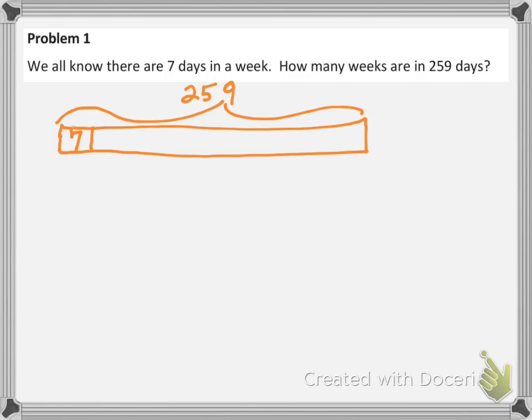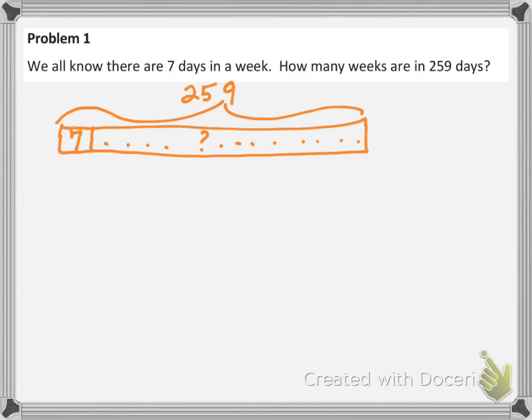But we don't know how many groups of 7 there'll be. So all of this, we have no idea. So how did you know to represent the number of weeks as an unknown? Well, I labeled the rest of the tape diagram with a question mark. So let's solve for how many weeks there are in 259 days.